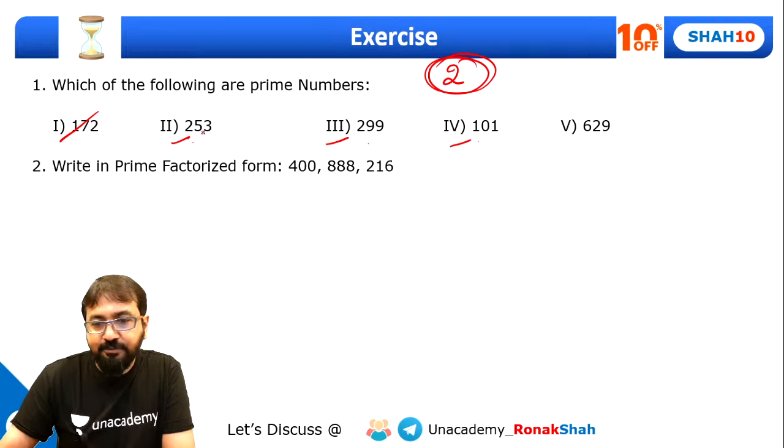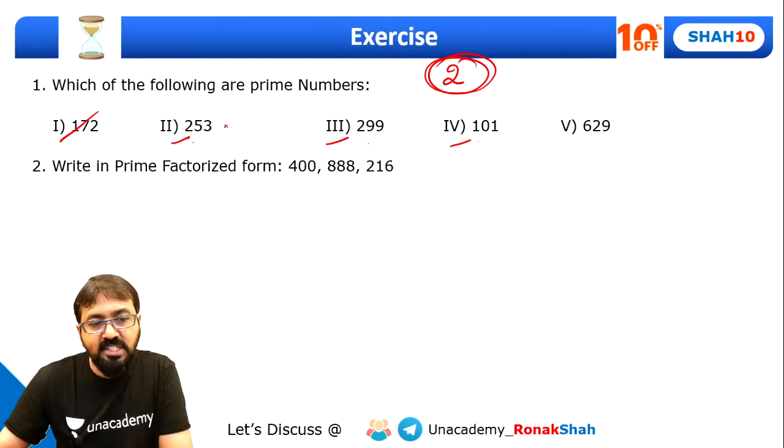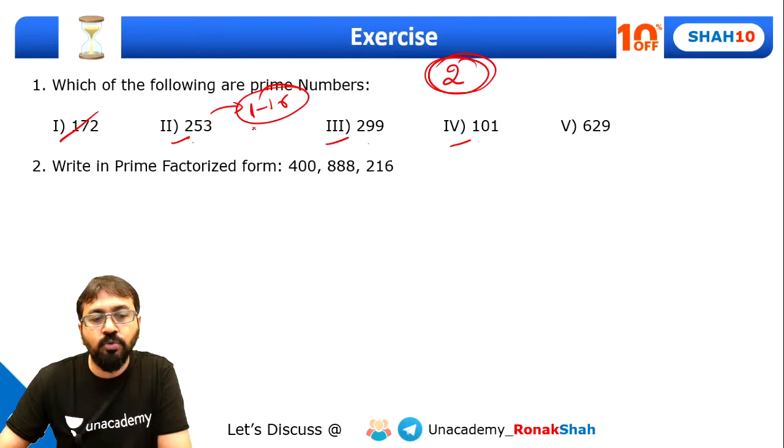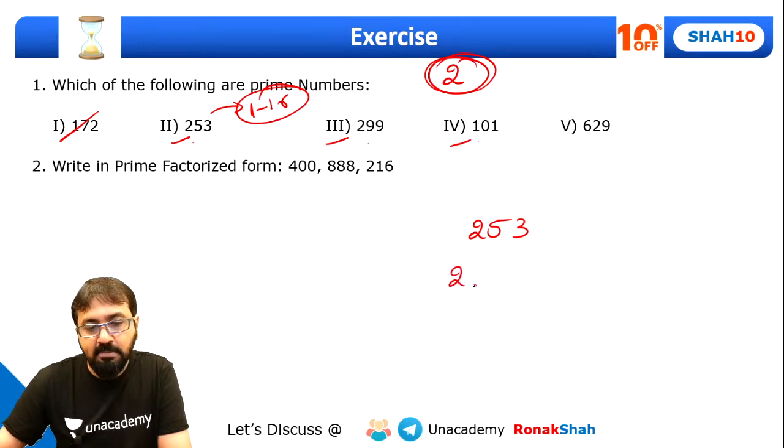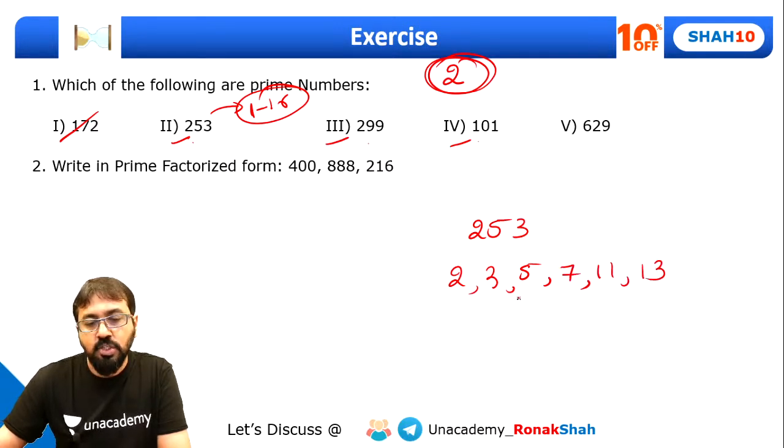Everyone, please check. For example, 253. Now, which is the closest perfect square? 256. What is the square root of that? 16. So you need to check for numbers 1 to 16 for 253. So check whether 253 is divisible by prime numbers between 1 to 16. So of course 2, 3, 5, 7, 11, 13. These are the prime numbers.